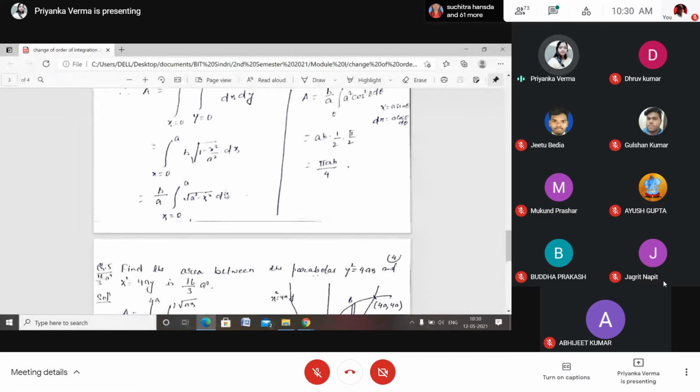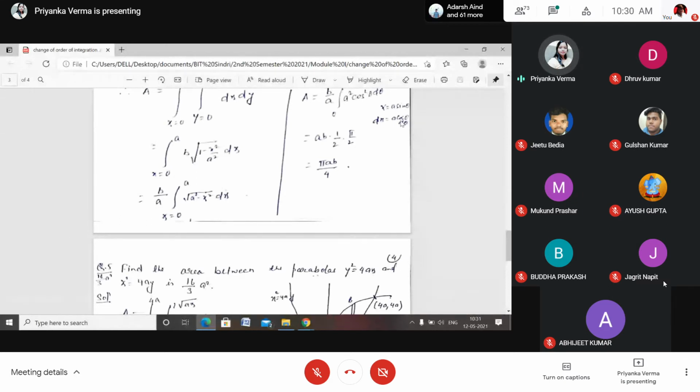I have used the substitution technique here. That means I have put x equal to a cos theta or a sin theta. I have put x equal to a sin theta. So on putting x equal to a sin theta, you will get a square minus a square sin square theta, that means a square cos square theta, that means a cos theta. And then dx is a cos theta d theta.